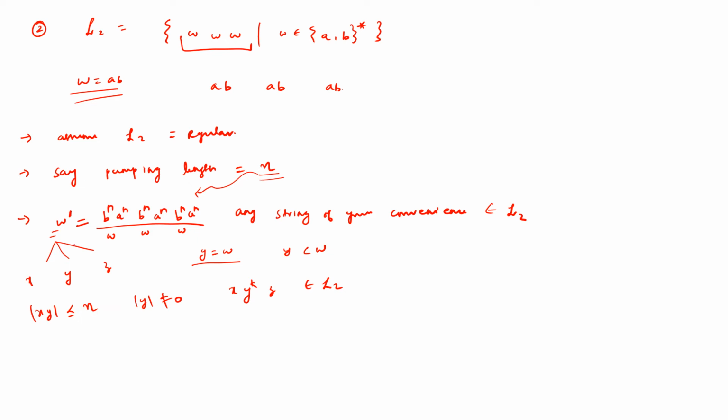So here I have changed the symbol. I'm calling the strings that belong to L2 as w prime, and w prime is of the form w. Now what is w? W is b power n, a power n, and the pumping length is n. What is the length of b power n, a power n? You have n b's followed by n a's, right? So the length of w is 2n. Now what I am claiming is you cannot make y equal to w. Y is always a subset of w.